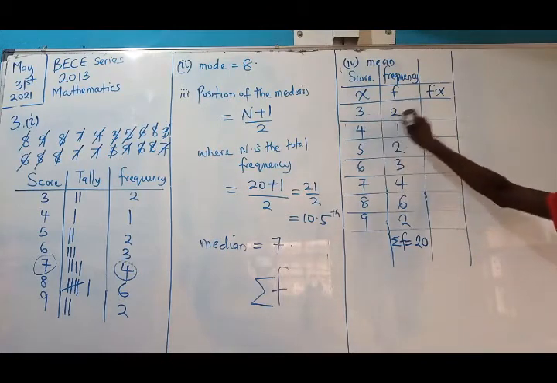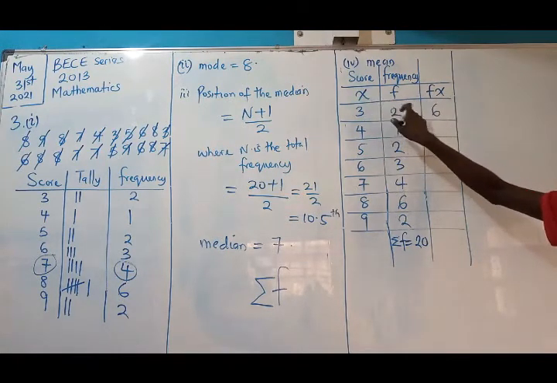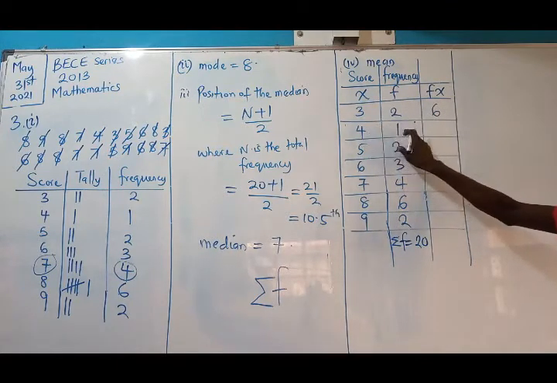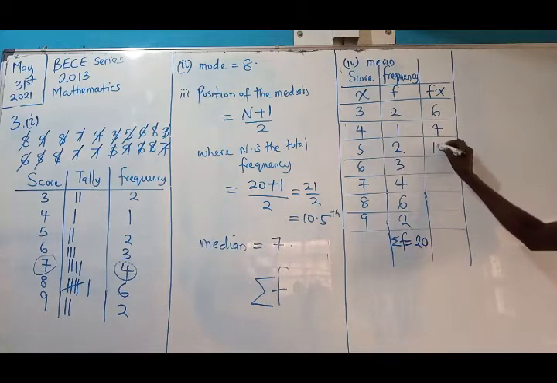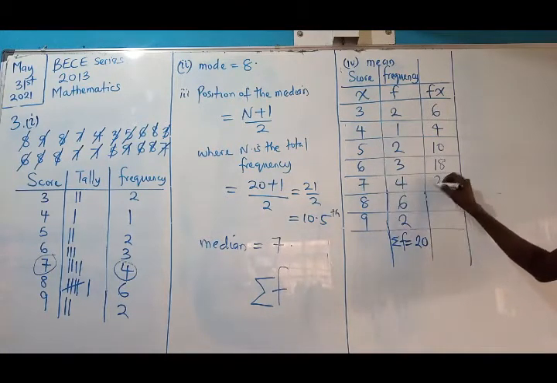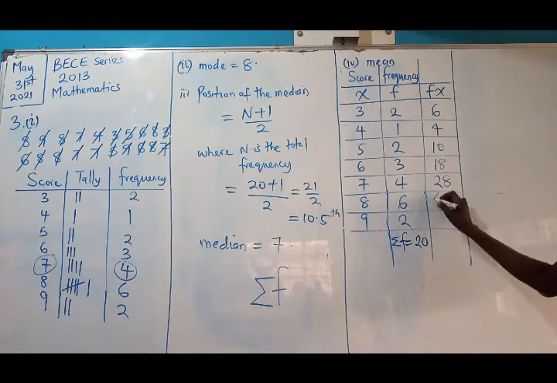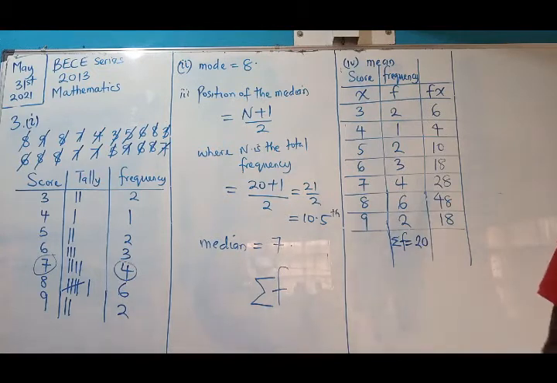Now, what is 3 times 2? 6. Remember I said that fx means multiply these two. I'll put it here. Multiply these two, you have 4. Multiply these two, you have 10. Multiply these two, you have 18. Multiply these two, you have 28. Multiply these two, you have 48. Multiply these two, you have 18. Are we together? Yes, sir.